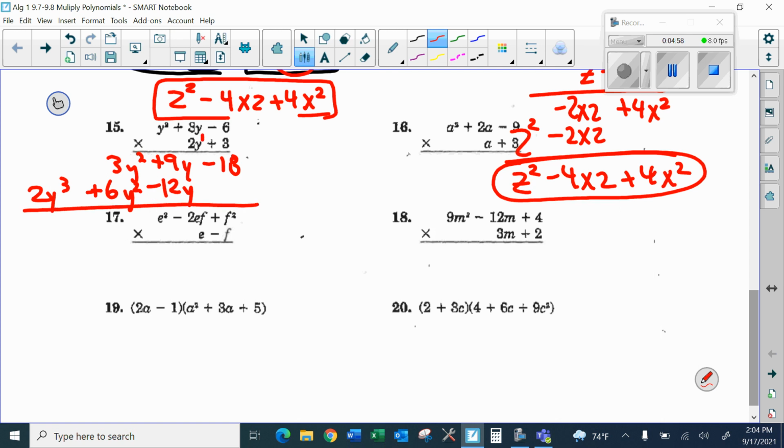Again, I have my like terms right underneath each other, so I can just add straight down. 2y cubed plus 9y squared minus 3y minus 18 is therefore my answer.